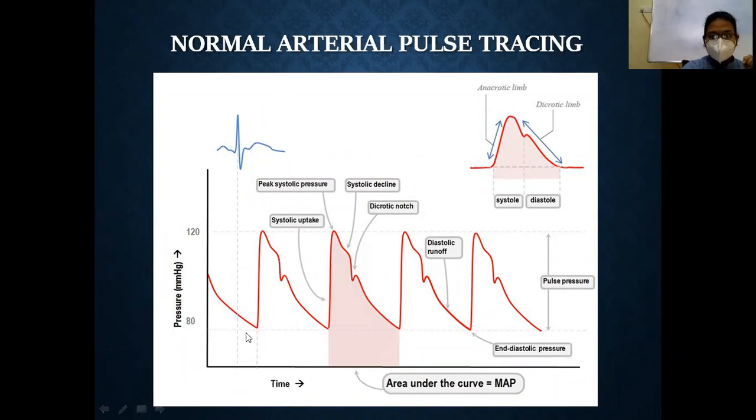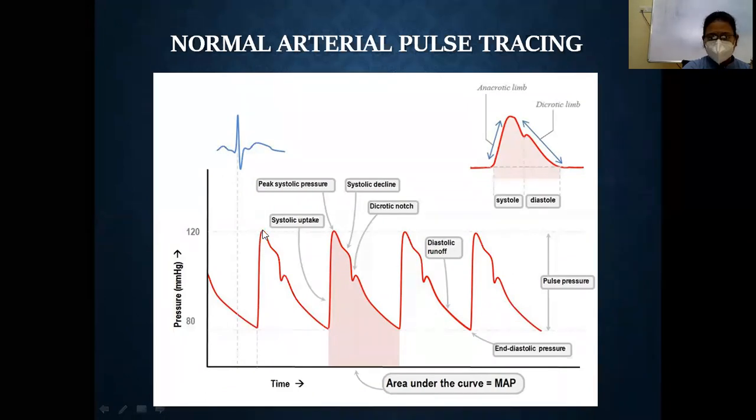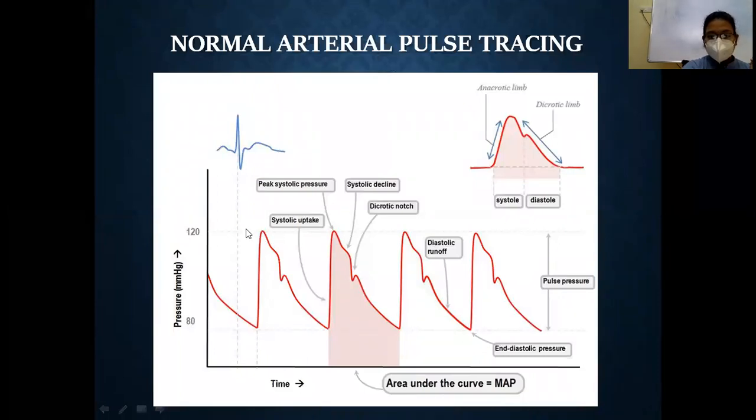As the left ventricular stroke volume is being ejected, there is a sudden rise in the pressure within the aorta. At that point, the pressure will increase up to 120. This phase is known as the anacrotic limb, this line. This represents the phase where the blood is being ejected into the aorta.